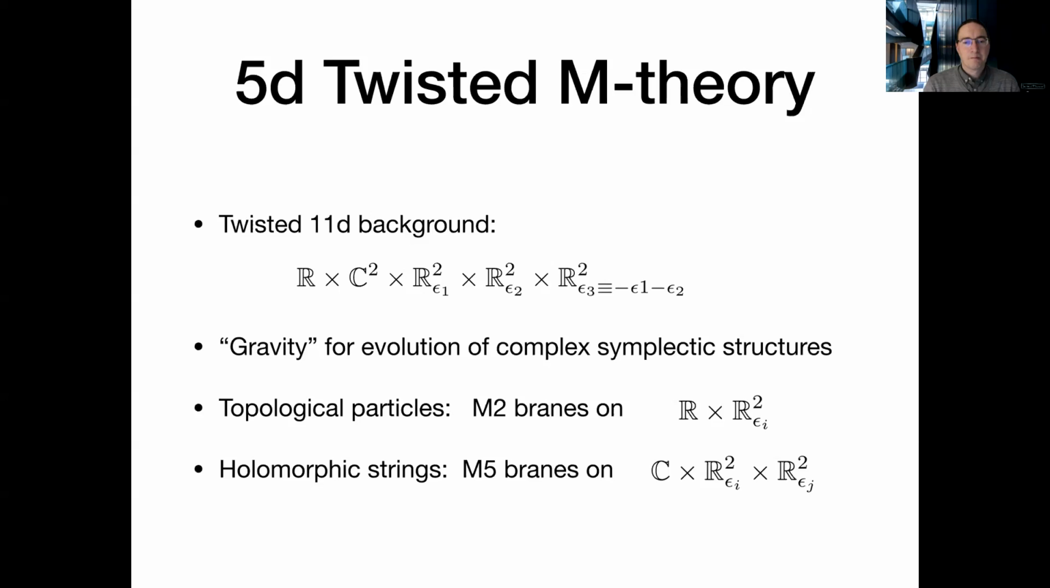So I described roughly the background, saying that it turns on some omega deformations in three planes. So twisted M theory in this context just means that you consider this particular background, or you specialize to some kind of observables.